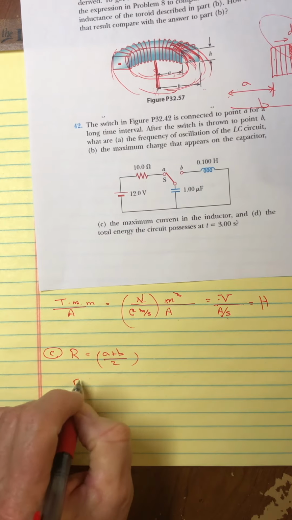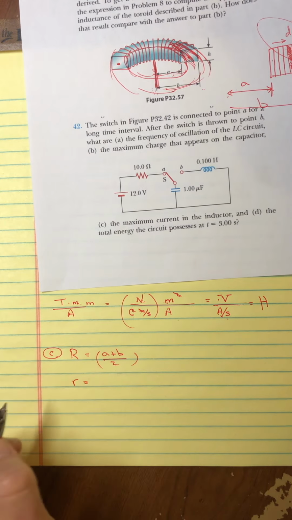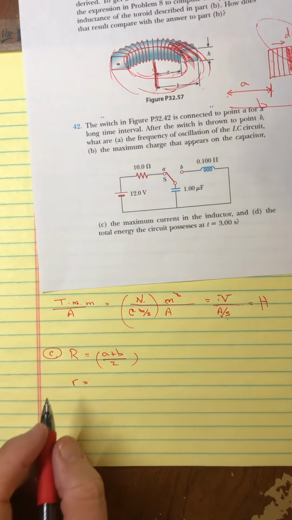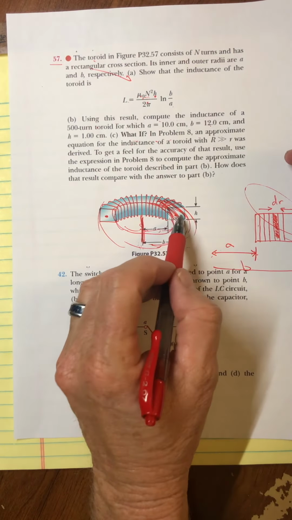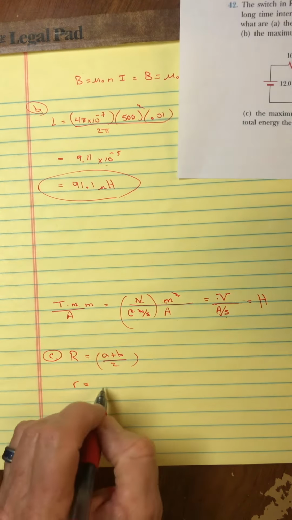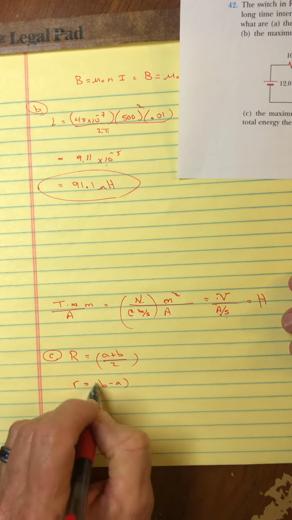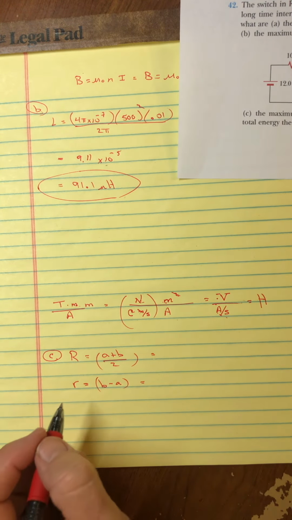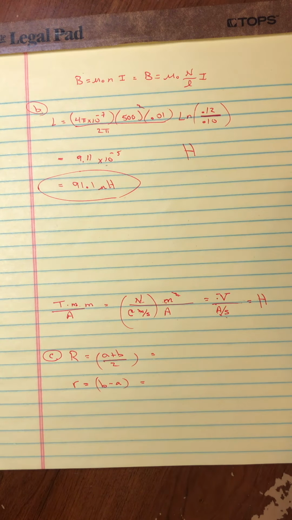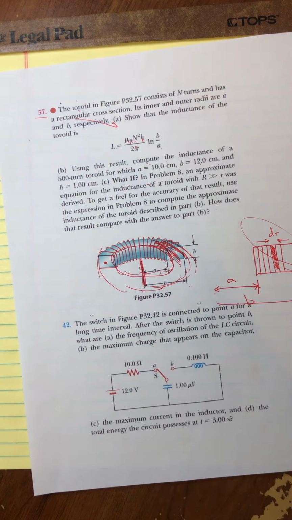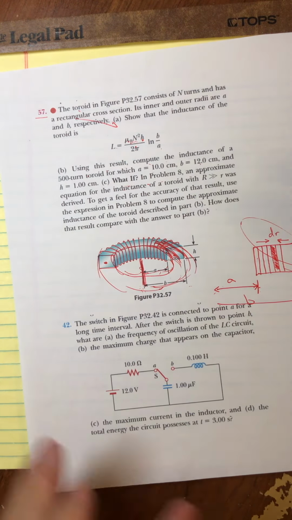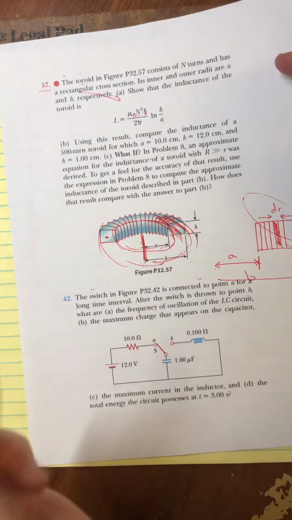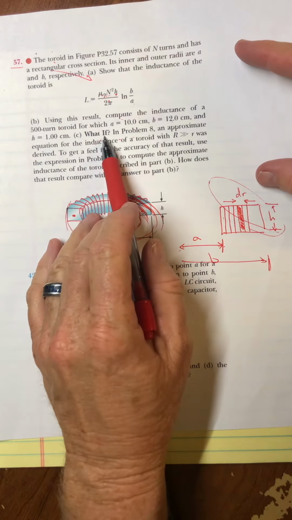And then the little r would be kind of the size of this tunnel, and so it would be B minus A. So for the numbers that they just gave in this problem, let me get my book out of the way here. Okay, so for this particular problem, let's see.